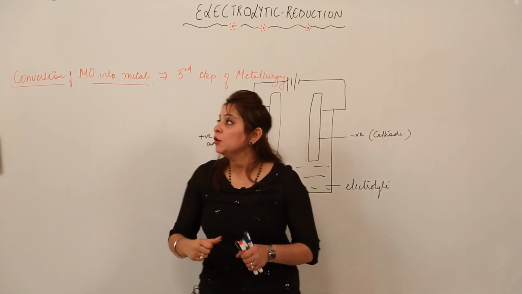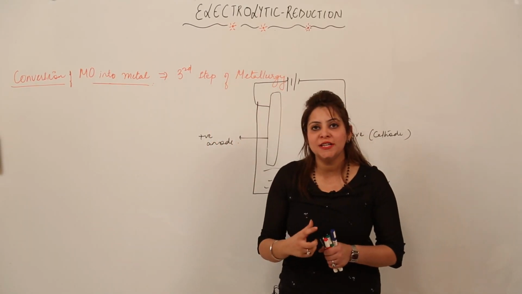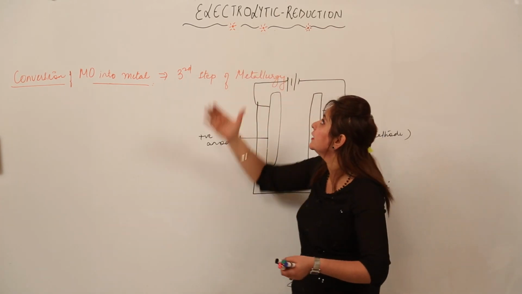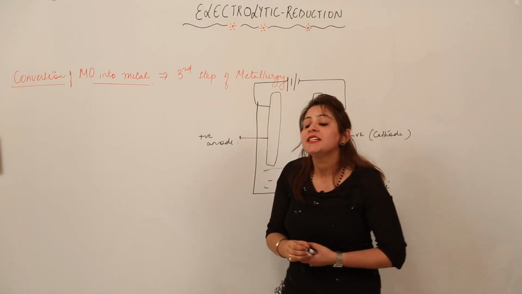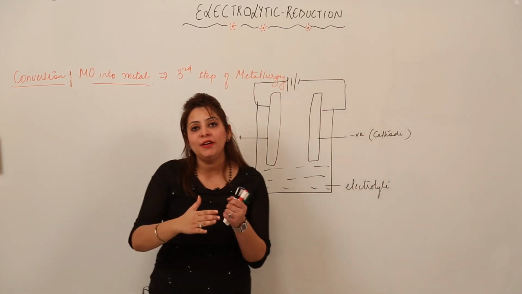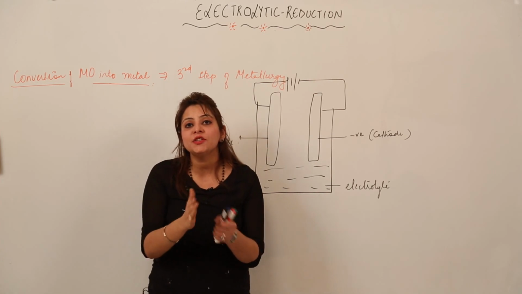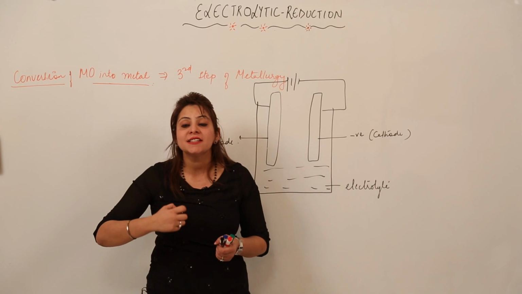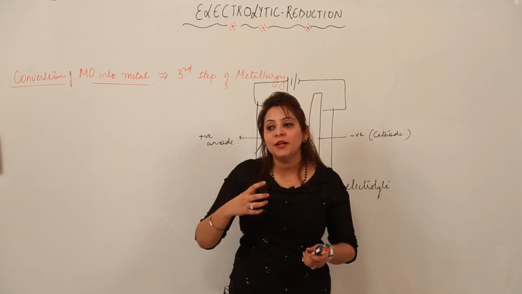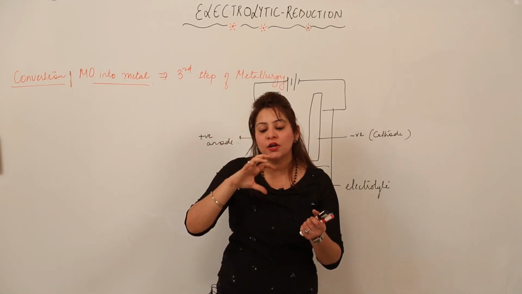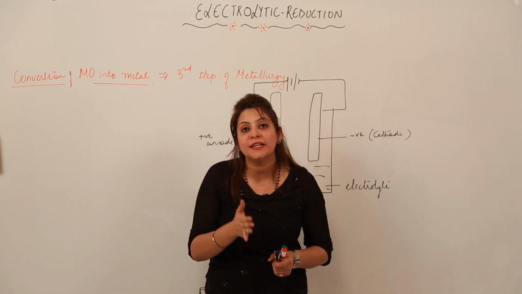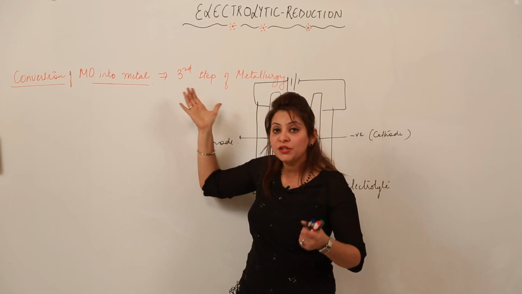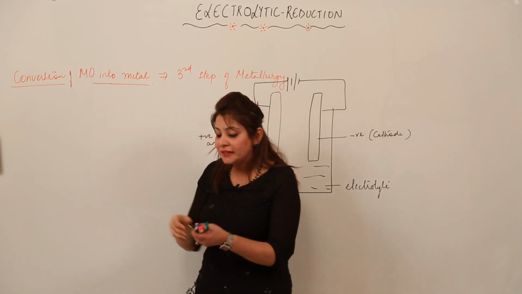Now we are starting with the second use of electrolysis, or you can say the third step of metallurgy, that is the electrolytic reduction. The electrolytic reduction, again we will split into two halves. As you know, what is reduction? Reduction is a process in which oxygen is lost, and in this process the oxygen will be lost at the cost of electrolysis. It is actually the third step of metallurgy which involves the conversion of metal oxide into metal.